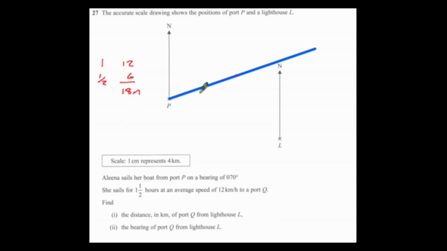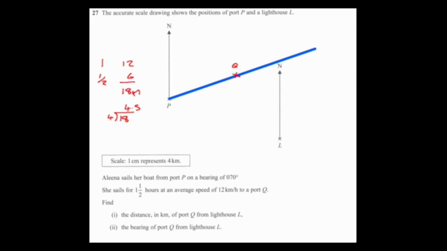We need to show this on the blue line here, the distance that she's travelled. So our scale says 4 kilometers is 1 centimeter. So if we have 18 kilometers, then we have to divide that by 4. And the answer we get is 4.5 centimeters. Now this is the part I cannot do. You need to take your ruler and accurately measure 4.5 centimeters and mark the point Q, which is where she sailed to.